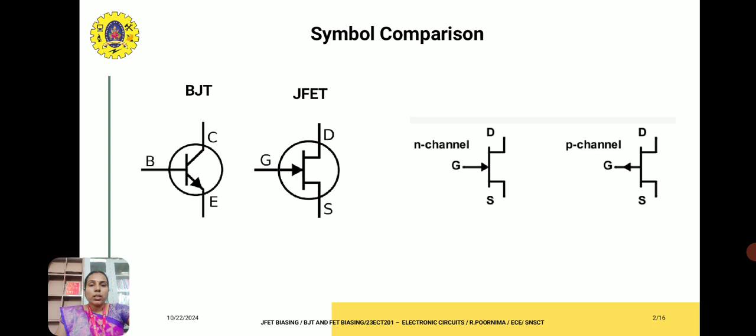In a BJT, current conduction is due to majority and minority carriers. In a JFET, the current conduction is due to majority carriers only. It is either an N channel or P channel device. We apply the JFET as a JFET amplifier. The JFET provides better voltage gain compared to BJT and also high input impedance.